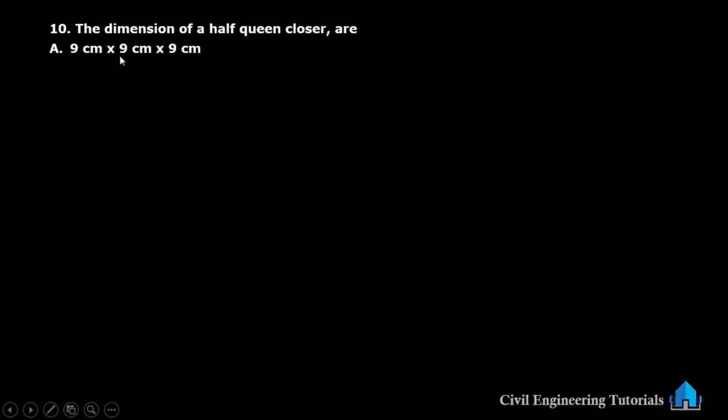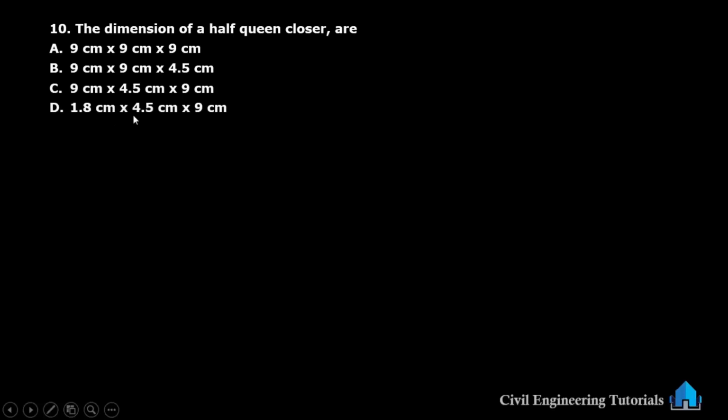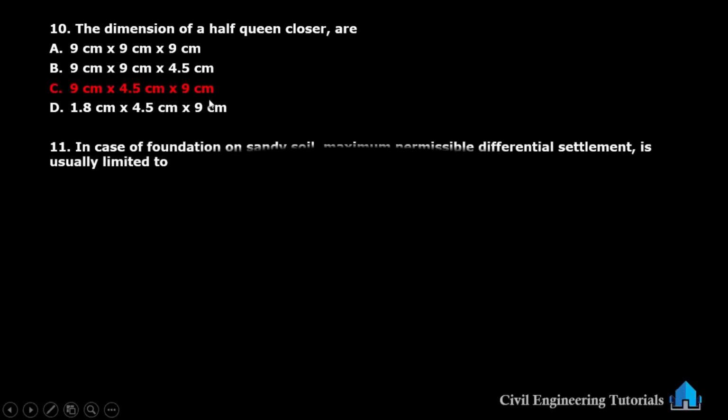Now then, the dimension of a half queen closer is option A 9 cm into 9 cm into 9 cm, option B 9 cm into 9 cm into 4.5 cm, option C 9 cm into 4.5 cm into 9 cm, option D 1.8 cm into 4.5 cm into 9 cm. So the correct answer is 9 cm into 4.5 cm into 9 cm. Next question.